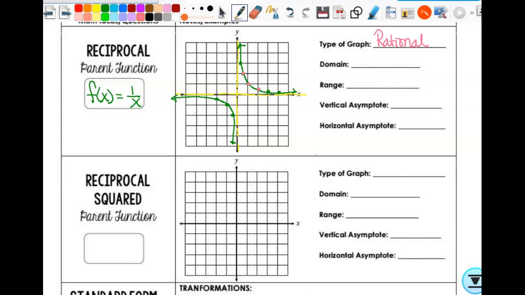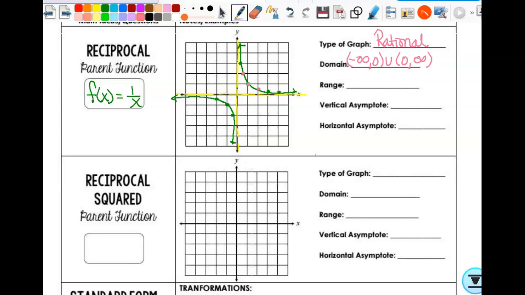My domain, is my domain all real numbers? No. I start at negative infinity. I get to use all the x's until I get to 0, but then I have an asymptote, so I have to start over on the other side of that and go from 0 to infinity. My range, also not all real numbers.